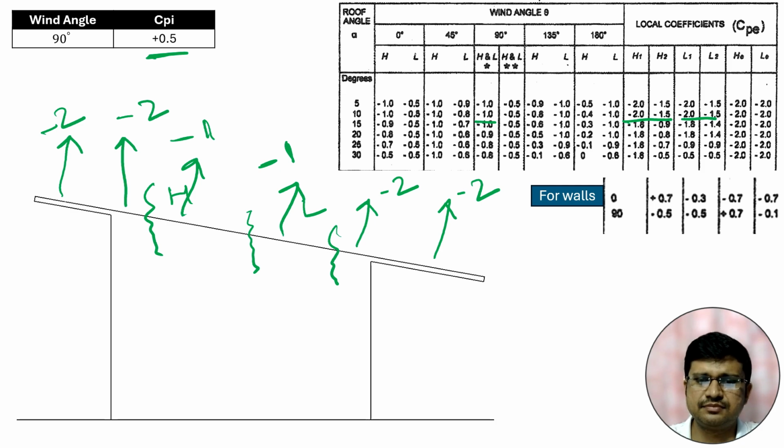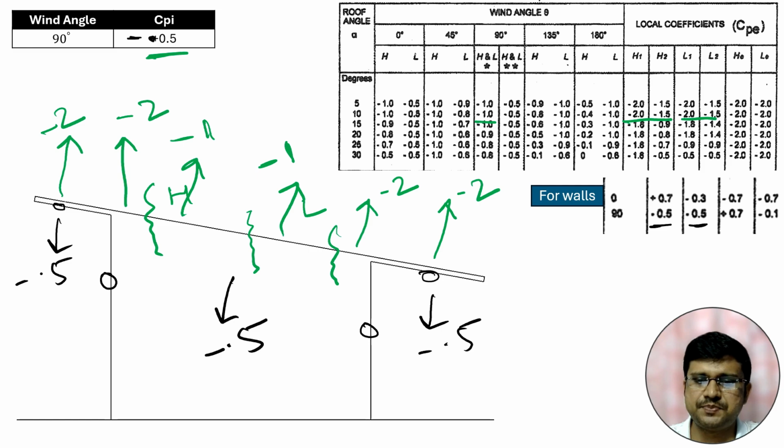In the downward portion, our CPI is how much? CPI is, sorry, -0.5. The previous case was +0.5, so CPI is -0.5. Minus means pull. In the overhanging portion, the value will be the same as the wall. For this wall the value is -0.5, and for this wall also the value is -0.5. So here also it will be -0.5 and -0.5.